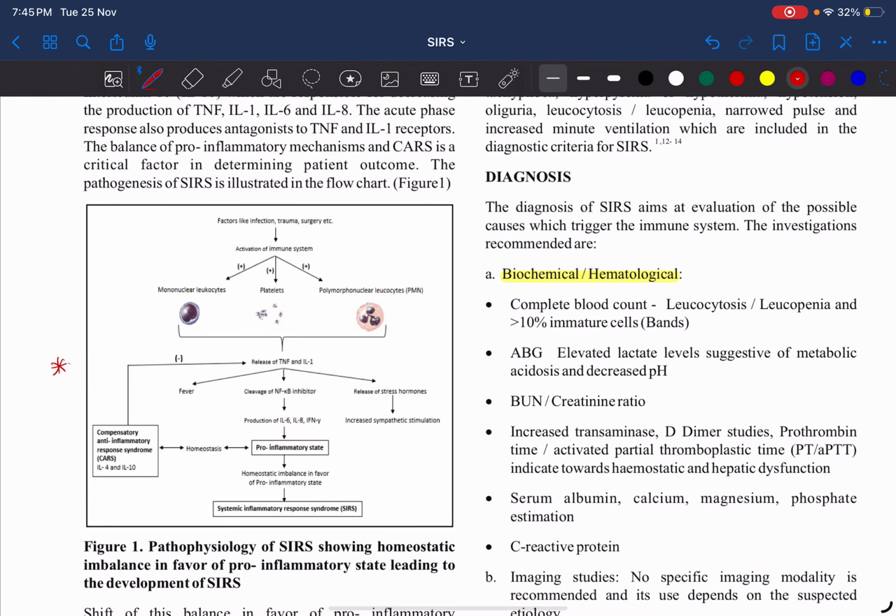Now let us see the typical pathophysiology of SIRS. Any factors like infection, trauma, or surgery will activate the immune system, which will cause recruitment of leukocytes, platelets, and polymorphonuclear leukocytes. These will release TNF alpha, that is tumor necrosis factor alpha, and interleukin 1. That may cause fever, release of stress hormones responsible for increased sympathetic stimulation, and cleavage of nuclear factor kappa B inhibitors, which causes production of interleukin 6, 8, and interferon gamma. It is interferon gamma that is responsible for the classical macrophage activation pathway. Hope you studied this in pathology. And interleukin 6 is the main culprit, responsible for the pro-inflammatory state.